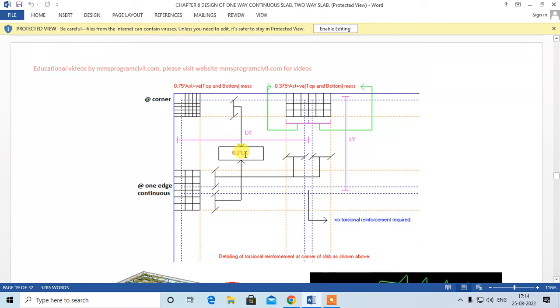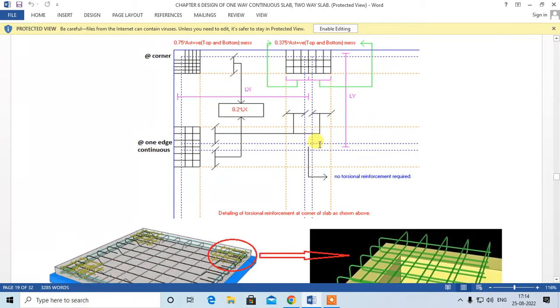Okay. Over here, where there is continuity on all the four sides, there is no torsional reinforcement required, okay? Because the bent up bars which come at this junction from all the sides, that is the top steel, will be the top steel of this junction, right?